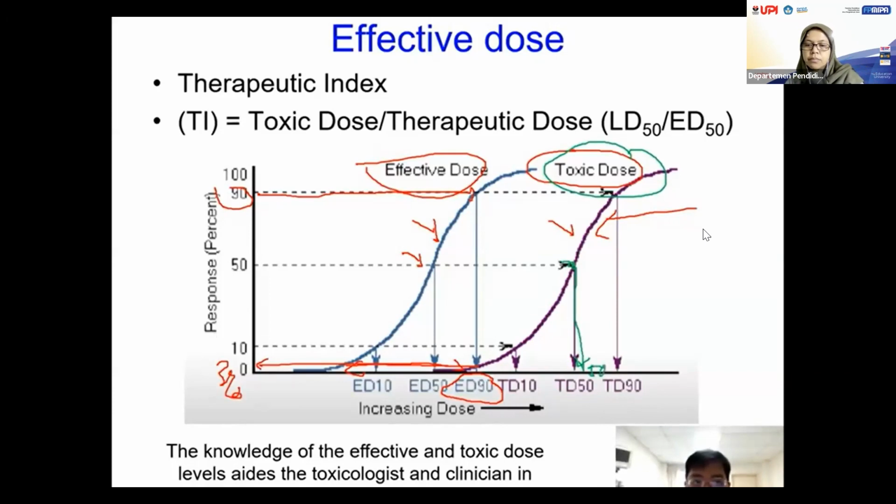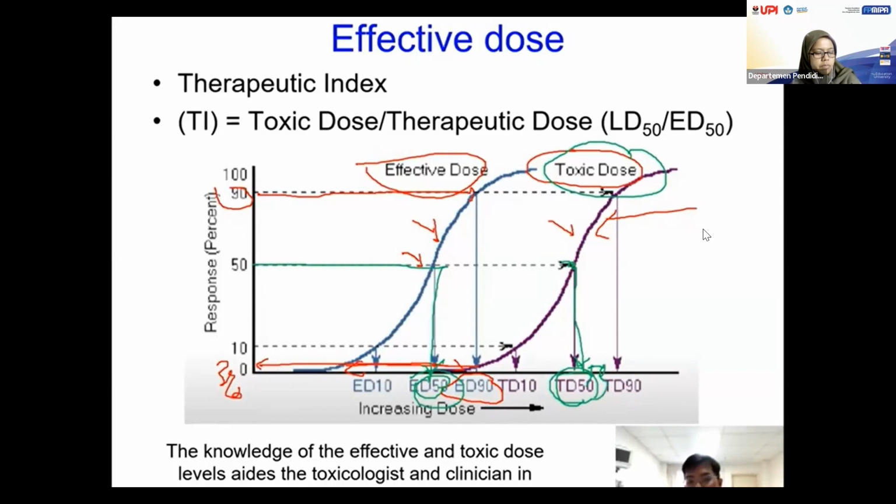Then we have ED50, effective dose 50. This is an effective dose 50, ED50. So you have these two values. You take the LD50 divided by ED50, and then you will get a number.